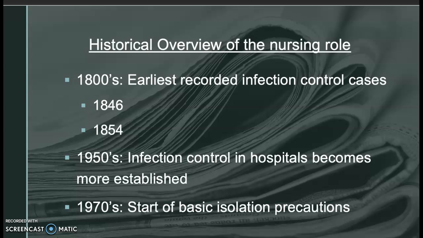The infection control nurse is expected to get a certification in infection prevention and control, and that can be obtained only after the nurse has been working for at least 2 years in a clinical setting.